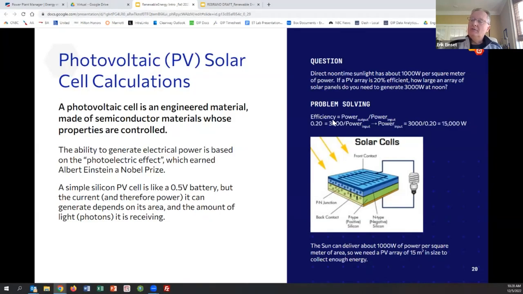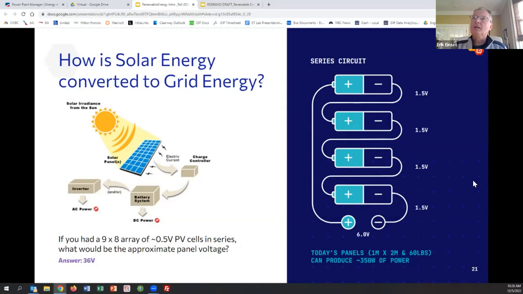So what you do is you back out the efficiency, 20% efficiency. You have your unknown input power, your output power has to be 3,000 watts, and you can figure out how much area you need. In this case, we calculate 15 square meters. It's not complicated math, but this is good engineering, estimating how much you need. You need to know what your output needs to be, and you need to know the equations for how you calculate it, and this is how you design a solar cell or a solar system.